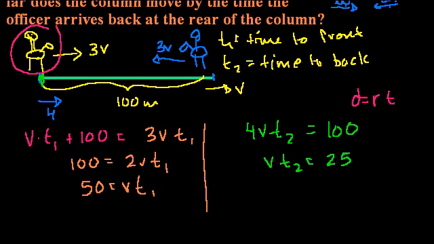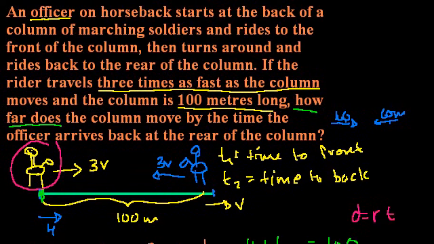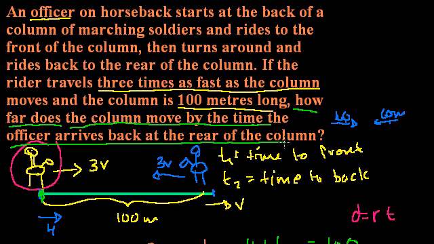Let's review the problem again to see if somehow we can use this information and this information to solve what they're asking for. So they want to know how far does the column move by the time the officer arrives back at the rear of the column. So they want to know how far did this whole thing move over the entire time of this problem happening. What was the entire time? It was t1 plus t2. That's the entire time. t1 to go to the front, and then t2 to go back to the back.